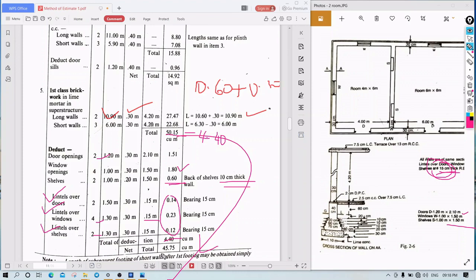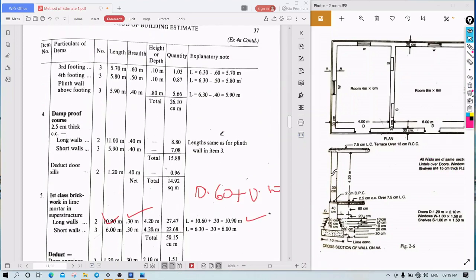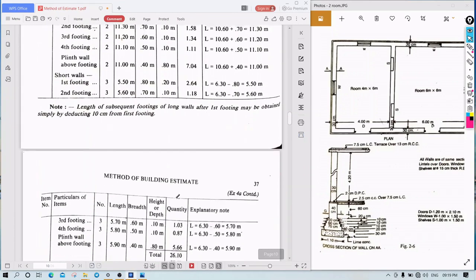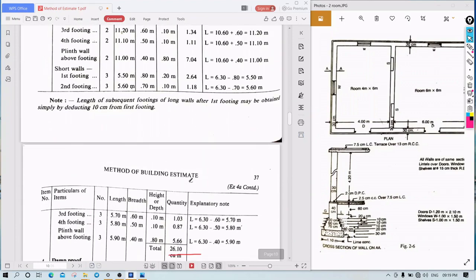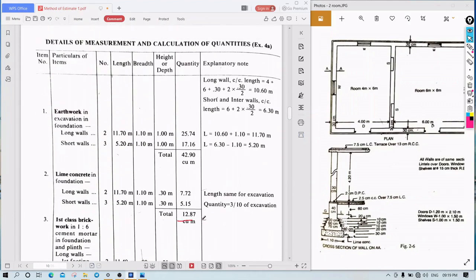So for first class brickwork, you need 45.75 meter cube. And for the other quantities here: for damp proof course you need 14.92 square meters, for first class brickwork up to footing it is 26.10, lime concrete is 12.87 meter cube, and earthwork is 42.90.